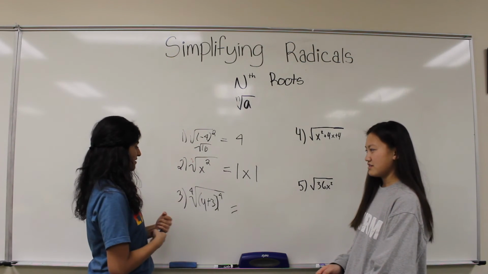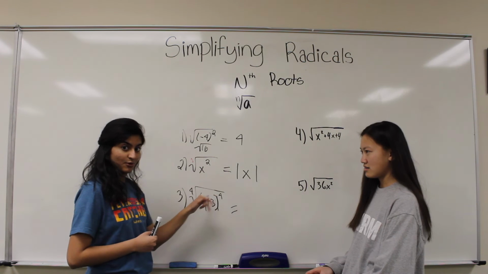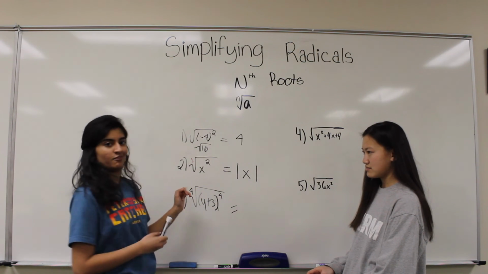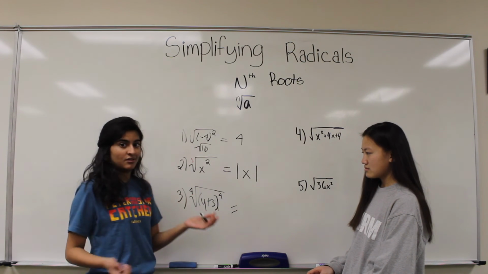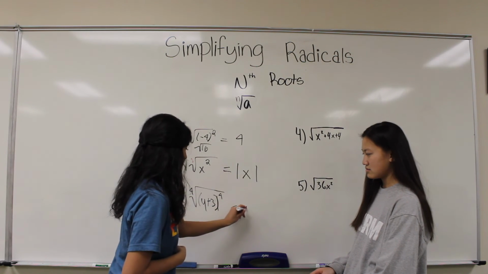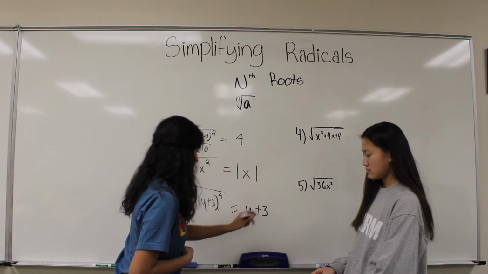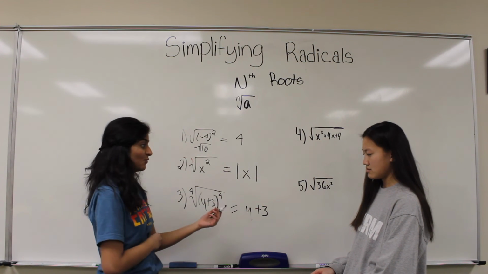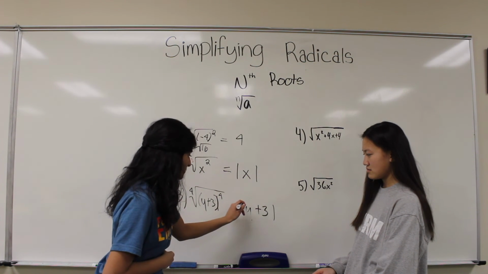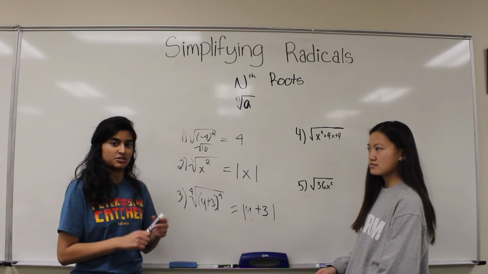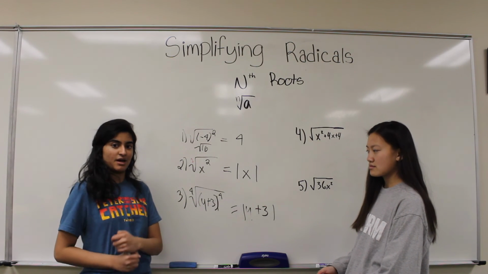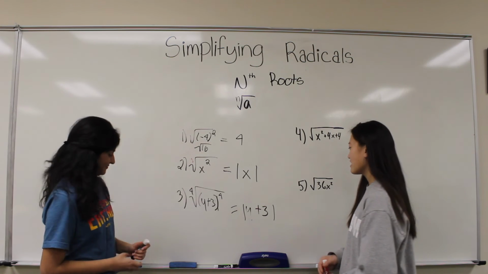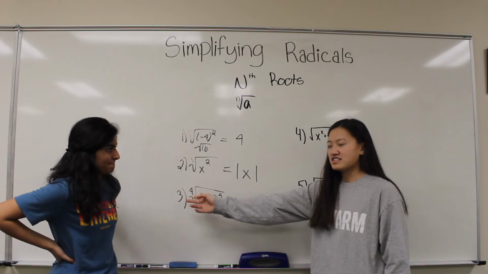Third problem, we have y plus 3 parentheses to the 4th power inside of a 4th root. Now, again, the answer seems obvious. Y plus 3. However, this is an expression that has a variable in it. So what we have to do is put absolute value around the expression to ensure that it stays positive. And we do that because, again, the even index.